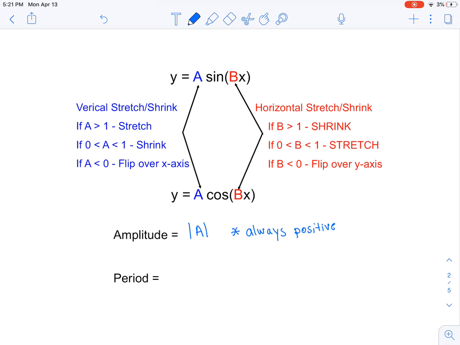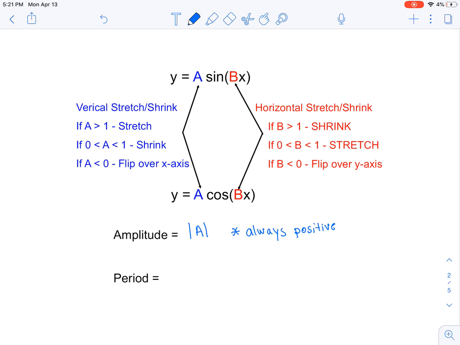Our horizontal stretch and shrink, which is going to change our period, right? That's going to take our 1 cycle either longer than 2 pi or less than 2 pi. Picture that graph stretching out. It's either going to take longer to do 1 cycle or shorter to do 1 cycle. That comes with changing B. So B changes our period.